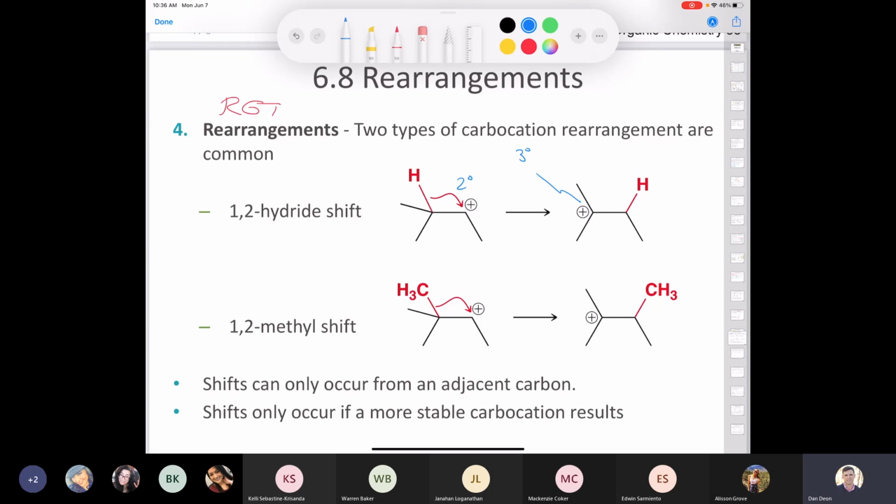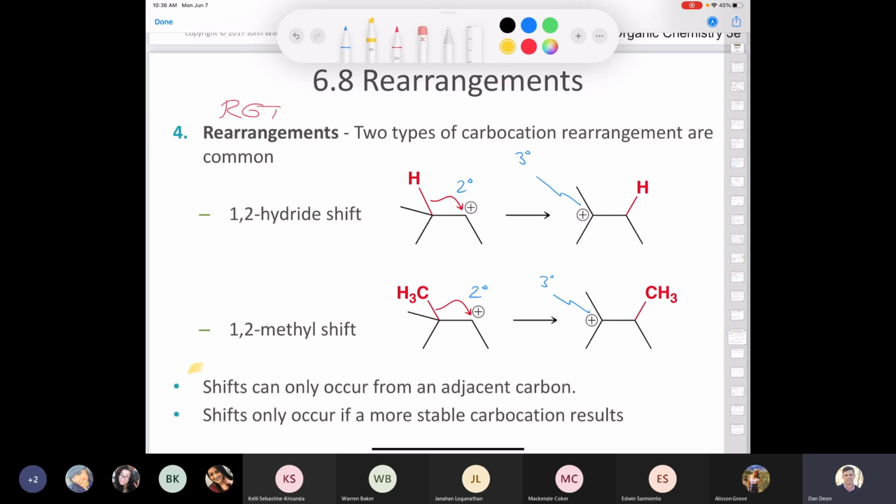We can also have what's called a methyl shift, which is exactly what it sounds like. It's the shift of a methyl. Here we have that secondary carbocation again. If you look next door over here, there's a methyl group. If that methyl group were to move over, we end up with a tertiary carbocation, which again is more stable. So, two things about these shifts. Number one, they can only occur from the next door neighbor. You can't just pull any old methyl group off the molecule. It's got to be on an adjacent carbon. And the shift is only going to happen if a more stable carbocation results, right? The reason that both of these happen is because we're going from a secondary to a tertiary carbocation.